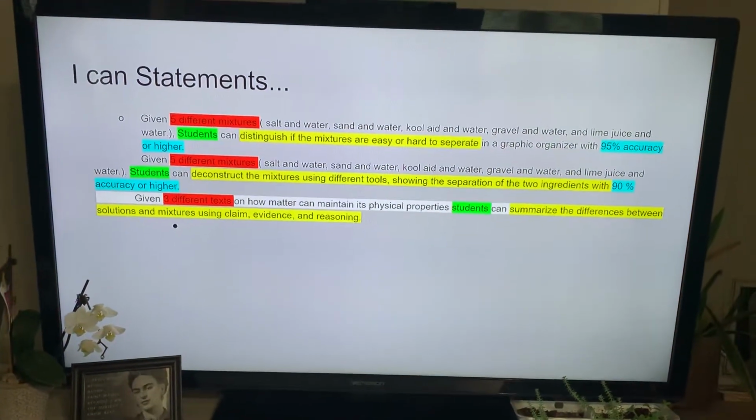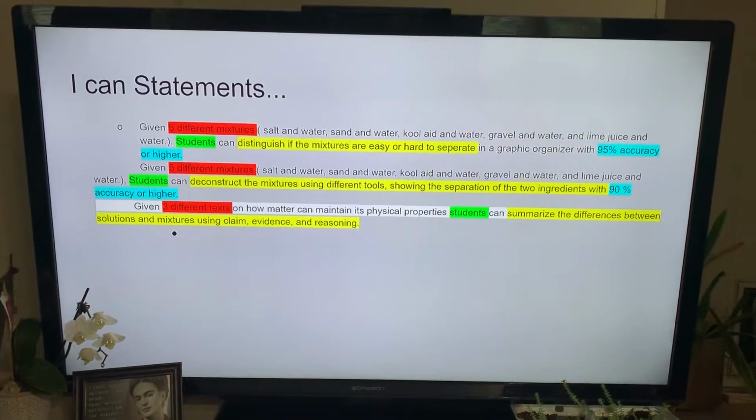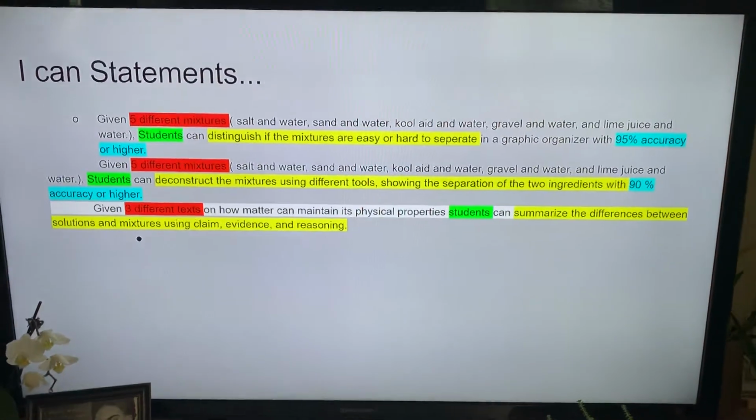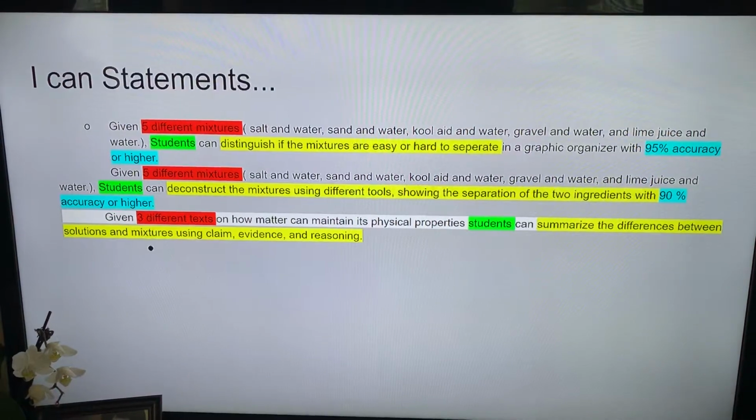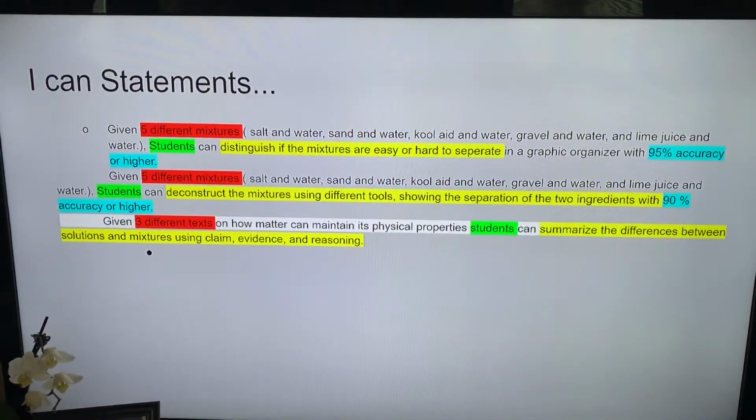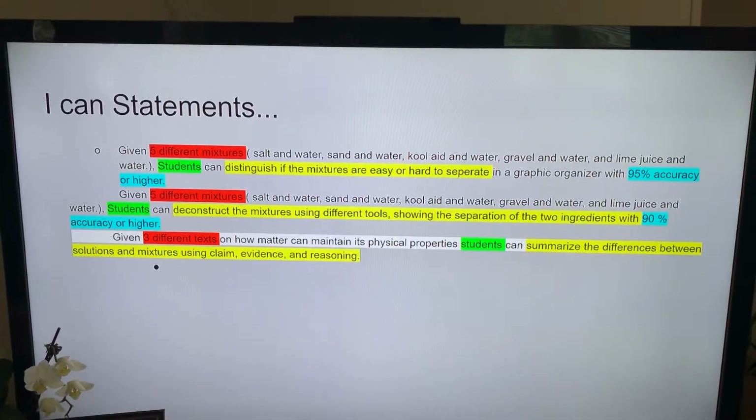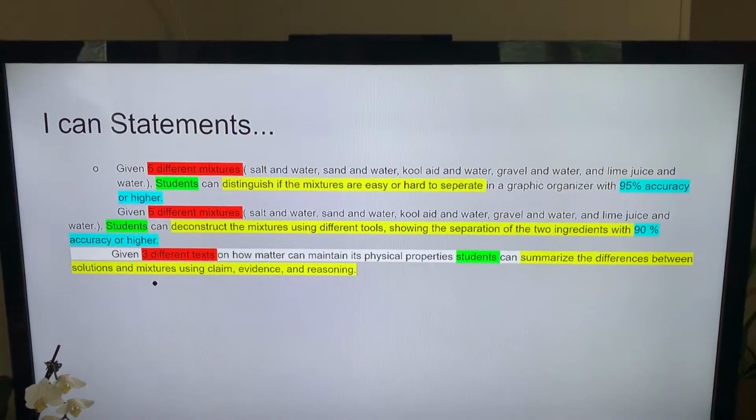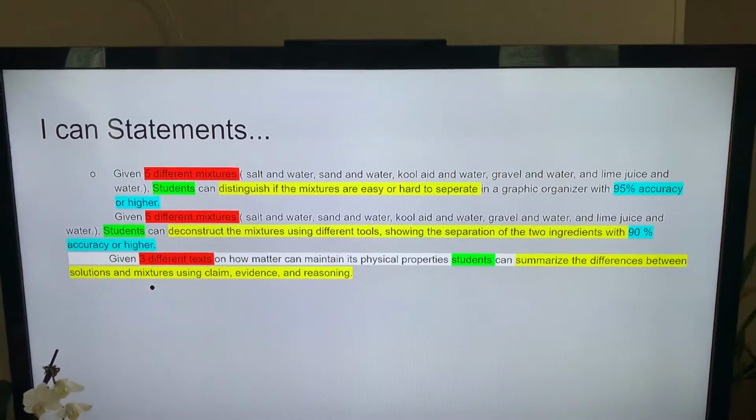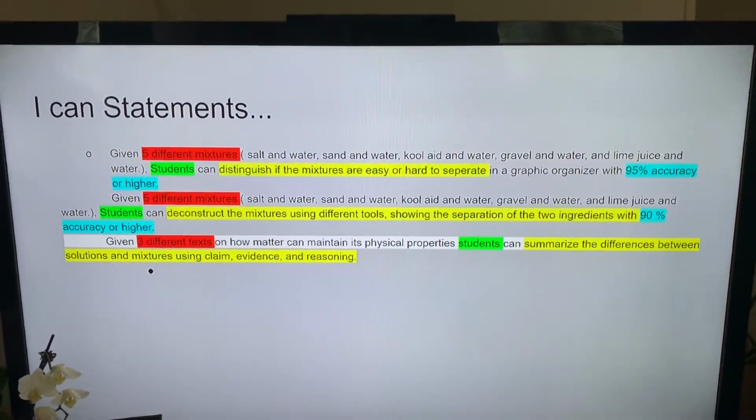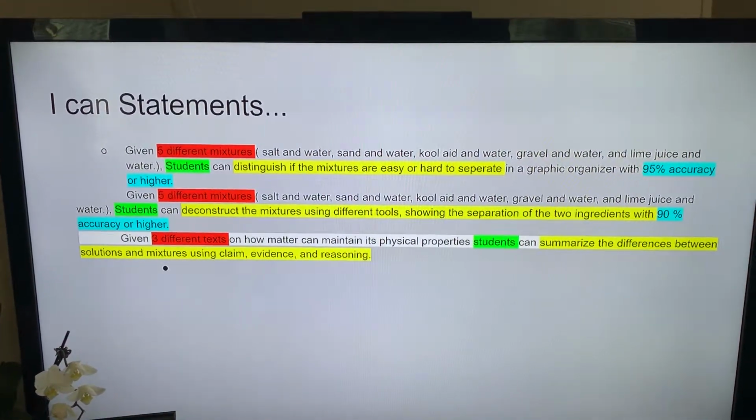So here are some I can statements that are going to go with this lab. Given 5 different mixtures, salt and water, sand and water, Kool-Aid and water, gravel and water, and lime juice and water, students can distinguish if the mixture is easy or hard to separate in a graphic organizer with 95% accuracy or higher. Given the same 5 mixtures, students can deconstruct the mixture using different tools, showing the separation of the 2 ingredients with 90% accuracy. And given 3 different texts on how matter can maintain its physical properties, students can summarize the difference between solutions and mixtures using claim, evidence, and reasoning.